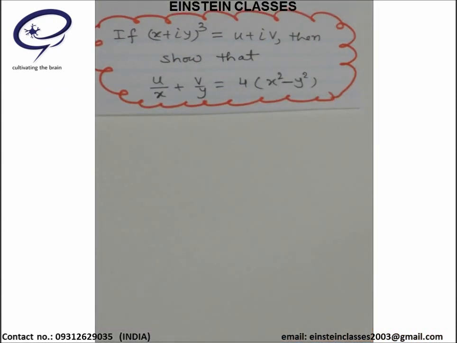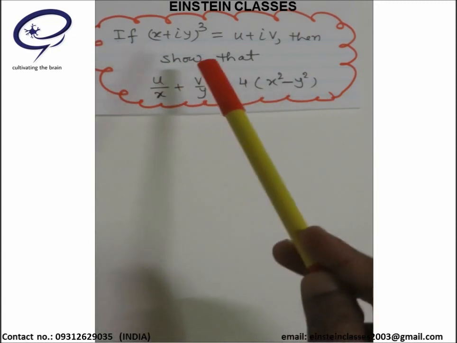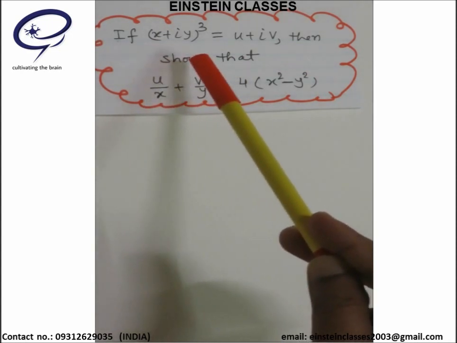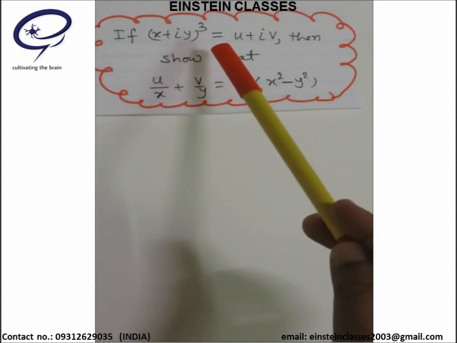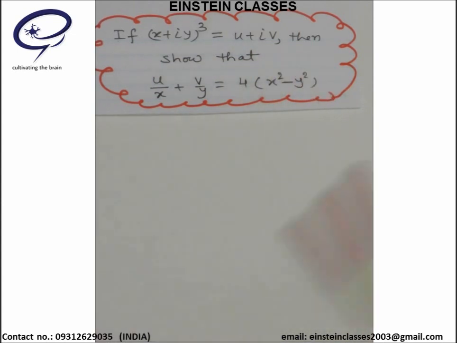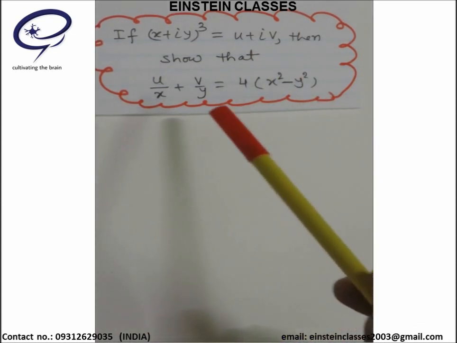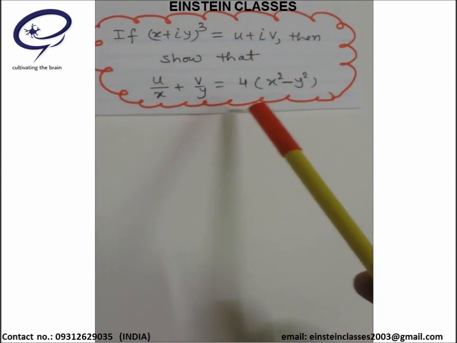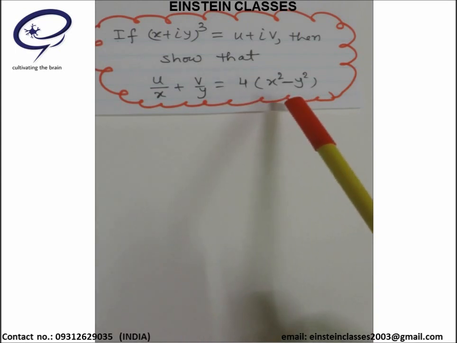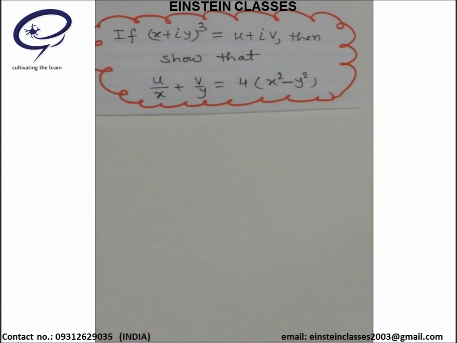I am going to discuss a problem on complex numbers, and the problem is based on the concept of equality of two complex numbers. The problem is: if (x + iy)^3 = u + iv, we have to prove that u/x + v/y = 4(x^2 - y^2). This is the problem that I am going to discuss in this session.